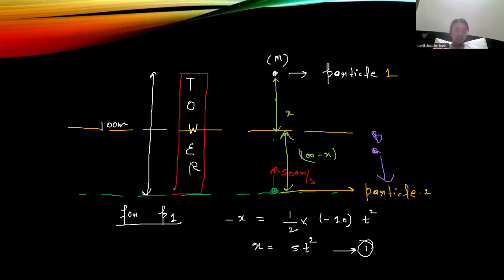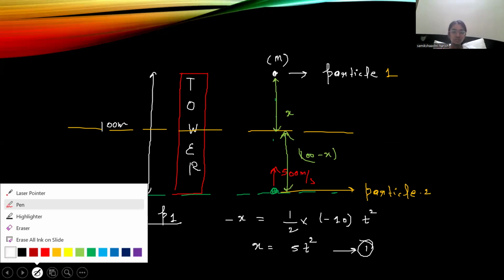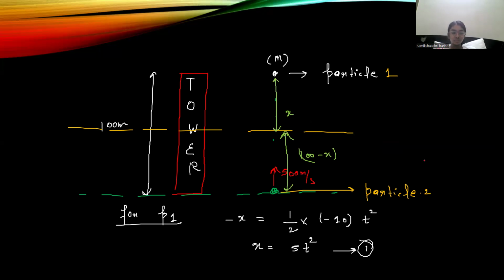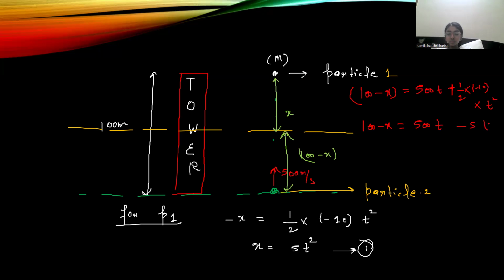Now see our question. x is equal to 5t square. Understood? Now for particle 2, apply the equation of motion upward: s is equal to ut plus half a t square, with a downwards, minus, same time. So 100 minus x equals 500t minus 5t square.